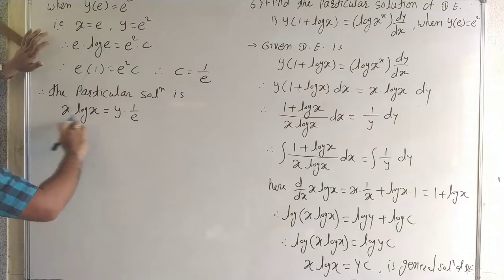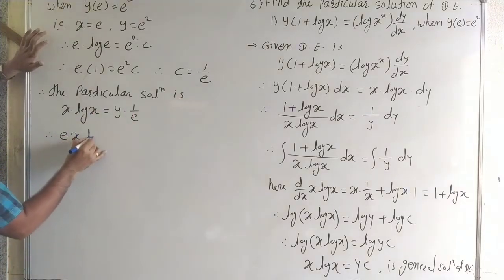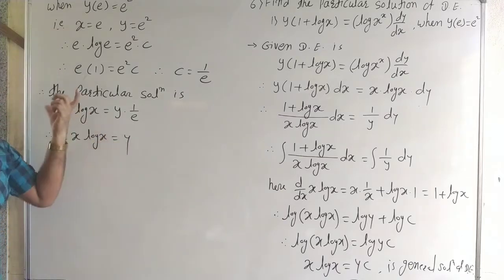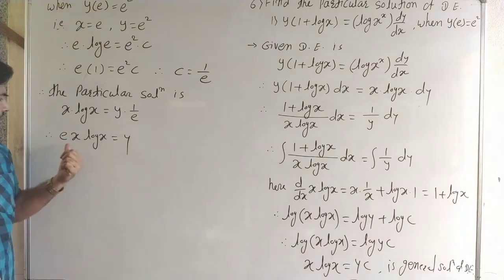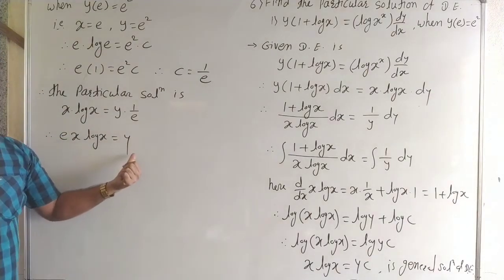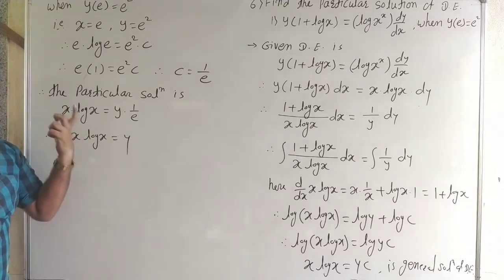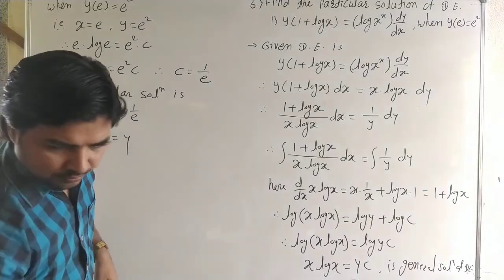Okay. Here it is a particular solution, or we can write it as e into x log x is equal to y. It is a particular solution of this differential equation. See carefully, e x into log x is equal to y, that means y equals e into x log x. It is a particular solution. Okay. Now we see the second example.